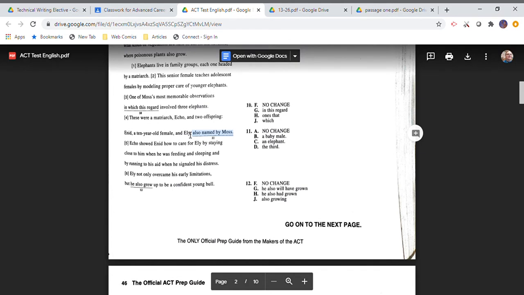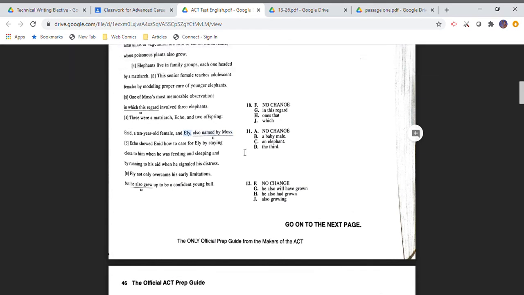See, Eli is a boy's name. If you're not a native English speaker, you might not know that, but Eli is a boy name. And it makes sense with this parallel construction. We know the gender of Echo is a female because she's a matriarch, right? Matriarch means female leader. So these were a matriarch, Echo, and her 2 offspring. Enid, a 10-year-old female. And since Enid is described with her age and gender, we need Eli to be described with his age and gender. So a baby male. So we're going to go with B on 11.